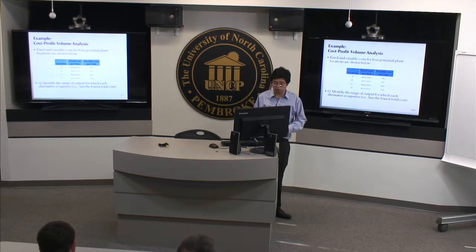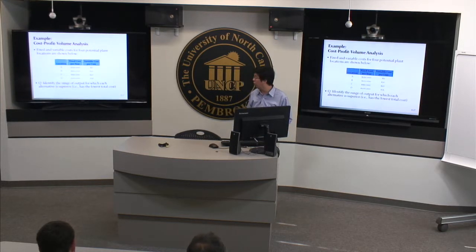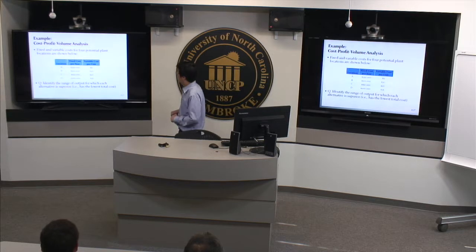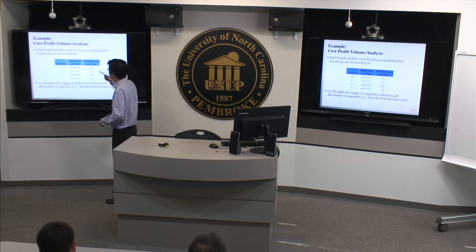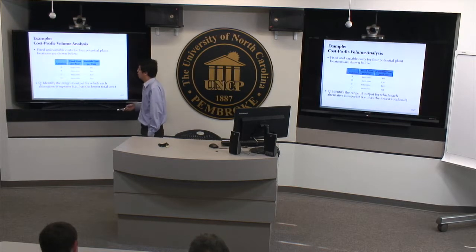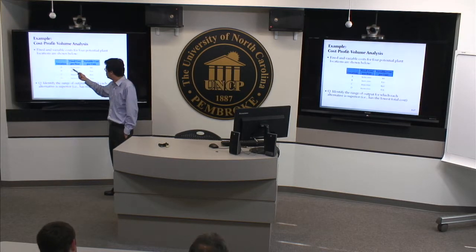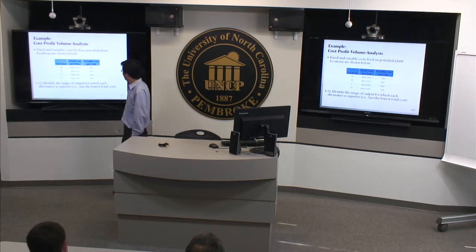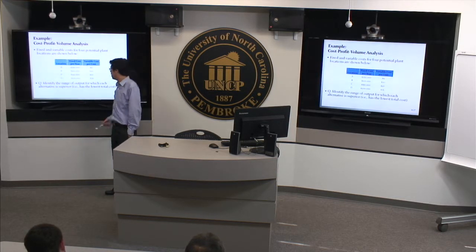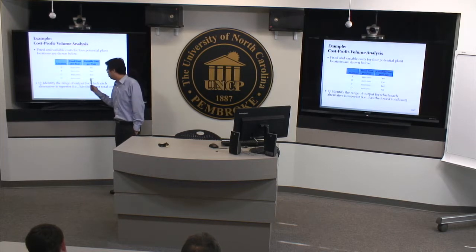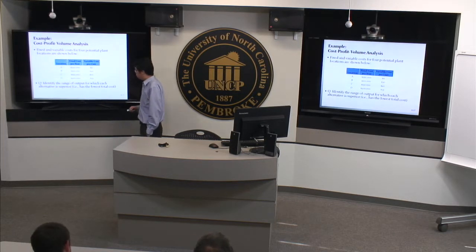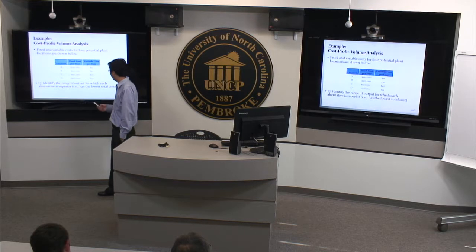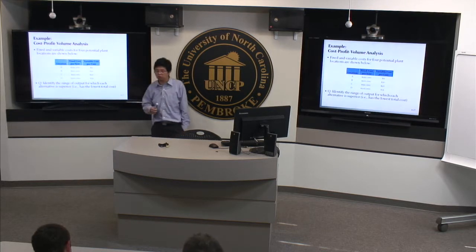So let's go directly to the example. Fixed costs and the variable costs for 4 potential plant locations are shown below. Location A, fixed cost $250,000, variable cost $11 per unit, similar for B, C and D. We identify the range of output for which each alternative is superior, which means has the lowest total cost.